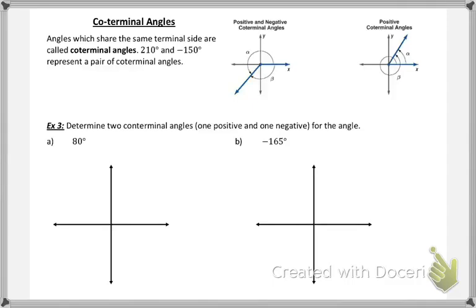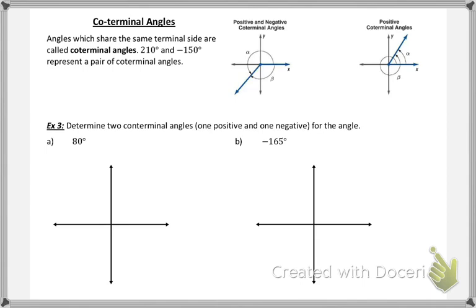Now that we've learned how to draw and identify angles in standard position and know how to draw positive angles and negative angles, let's take a look at what coterminal angles are. And as the term implies, coterminal angles are simply angles that share the same terminal side.